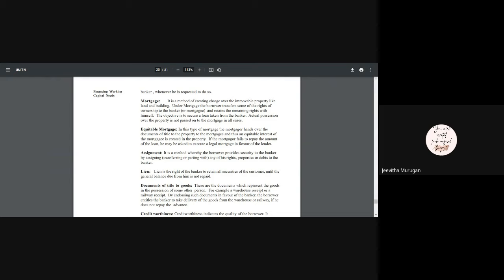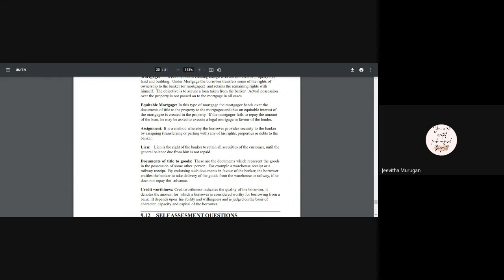Equitable mortgage. In this type of mortgage, the mortgagor hands over the documents of title to the property to the mortgagee, and thus an equitable interest of the mortgagee is created in the property. If the mortgagor fails to repay the amount of the loan, he may be asked to execute a legal mortgage in favor of the lender. Assignment. It is a method whereby the borrower provides security to the banker by assigning, transferring, or parting with any of his rights, properties, or debts to the banker.